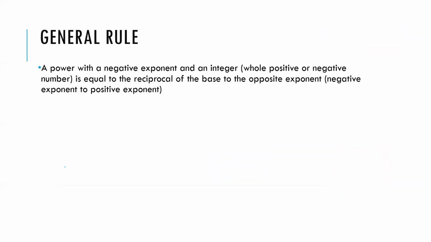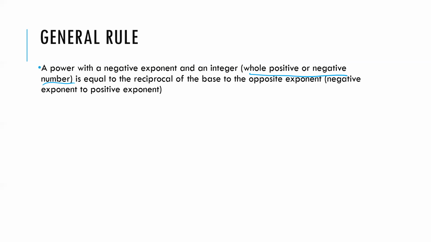So what's the general rule here? The general rule is that if I have a power with a negative exponent and an integer base, so either a whole positive or whole negative number, I totally made a mistake here, so I'll rewrite that. What I meant to say is an integer base with a negative exponent. That's going to be equal to the reciprocal of the base raised to the opposite exponent.